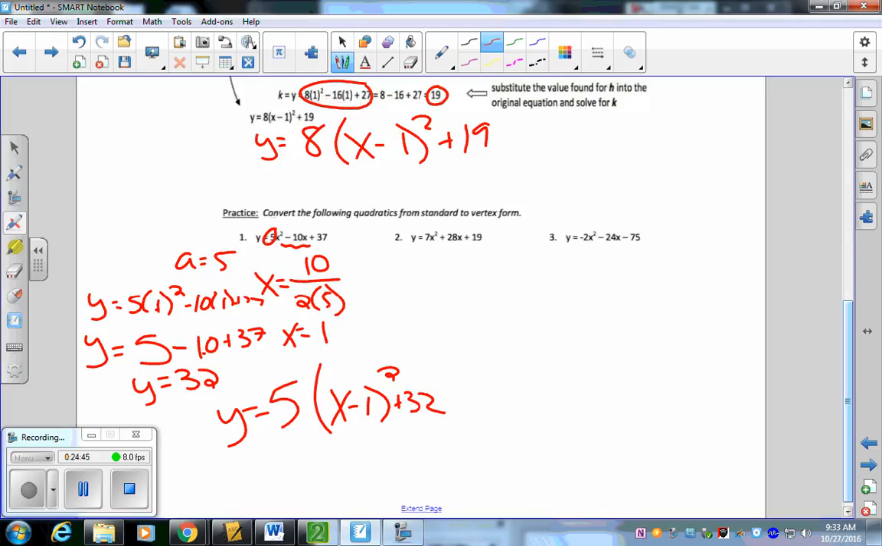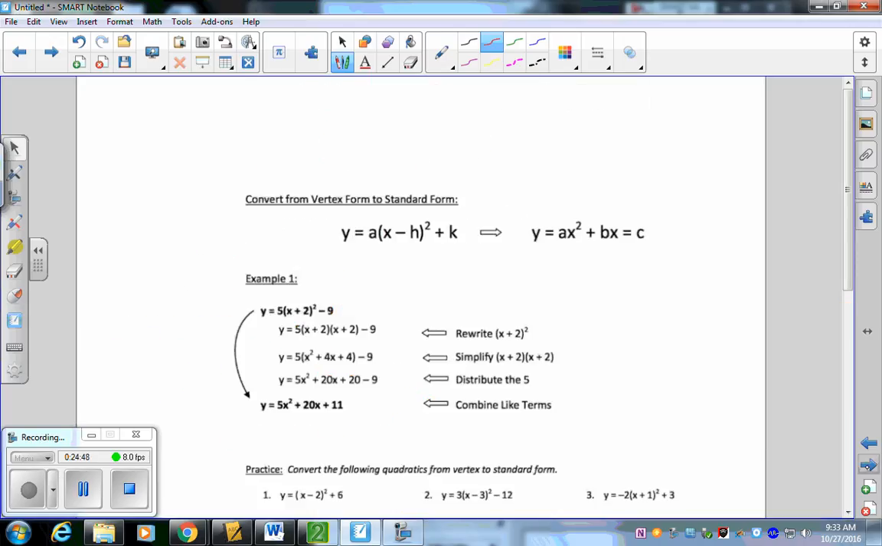And I'm going to move on back, going the other direction. Guys, it's just foiling things out. When it's given to you in vertex form, it's saying, hey, you've got 2 of these, so I write it out twice. Foil first, distribute the A through here, which was the 5, and then combine my like terms. So as long as we're good at foiling, you're good.